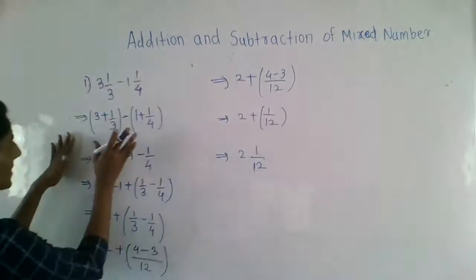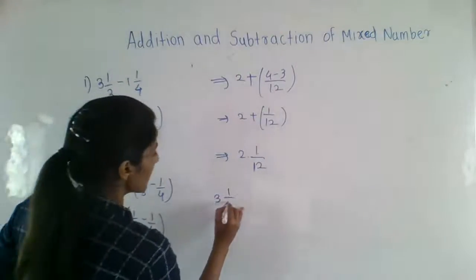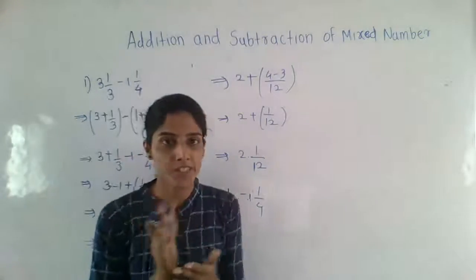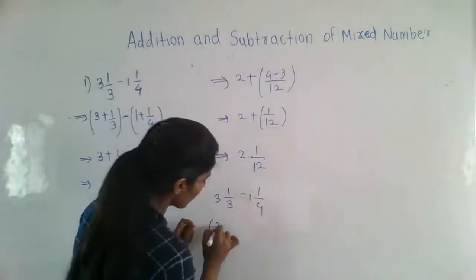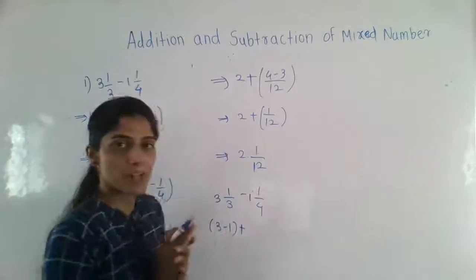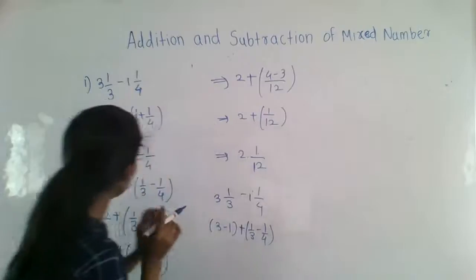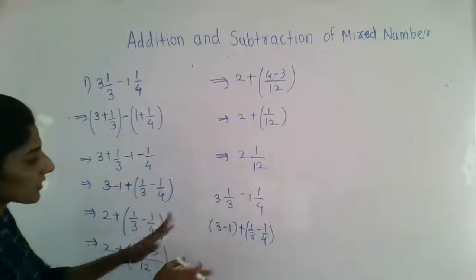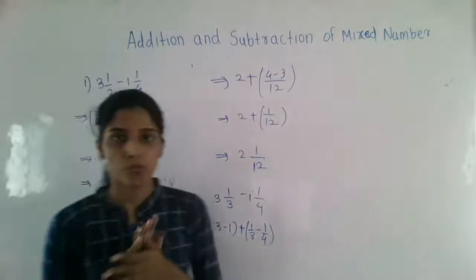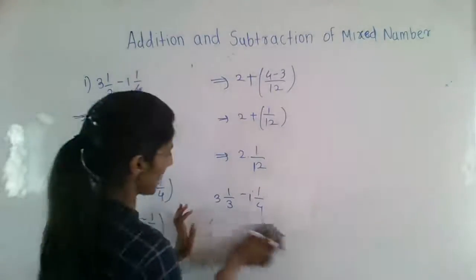Very easy methods. You have to do subtraction, and you can write it directly. Suppose the example is 3 and 1 by 3 minus 1 and 1 by 4. That is our example for subtraction. Directly subtract the natural numbers or whole numbers, 3 minus 1, give the plus sign between them, and then 1 by 3 minus 1 by 4. You directly write 3 minus 1 and 1 by 3 minus 1 by 4 and add these. You can also write by using this method.